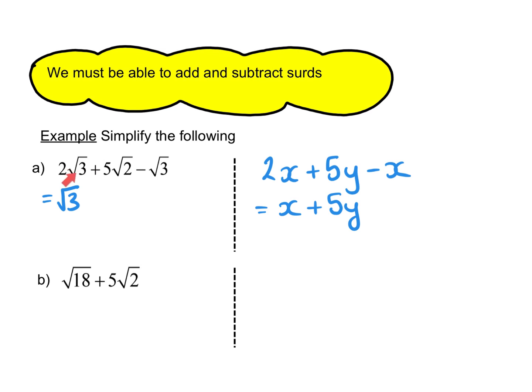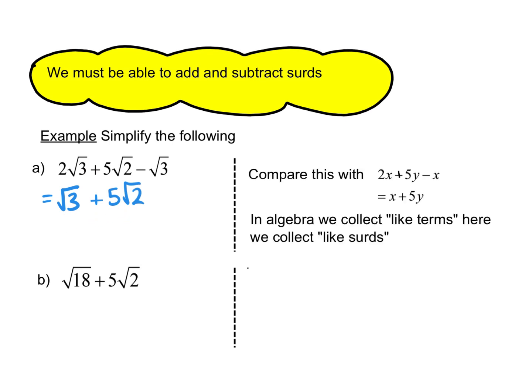I've dealt with these 2 root 3's now, so I'm now going to deal with the root 2. I've got positive 5 of them, so positive 5 root 2 can just go down here, so plus 5 root 2. And what you'll notice is the answer here, x plus 5y, is similar to this one of just root 3 plus 5 root 2's. And that's how we would go about simplifying surds.